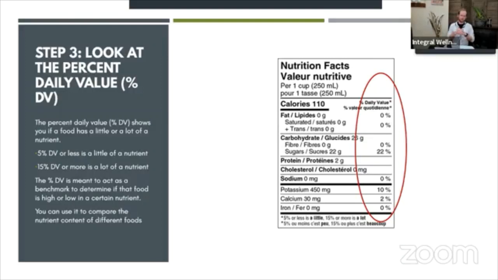And then the percentage of DV is meant to act, again, as a benchmark to determine if the food is high or low in certain nutrients, right? So then you can kind of look quickly, okay, this is very high in sugar because it's over 15%. And then calcium here is pretty low. It's not really a good source of calcium in this case. So yeah, it's a little bit low. But that's how you read it, right?